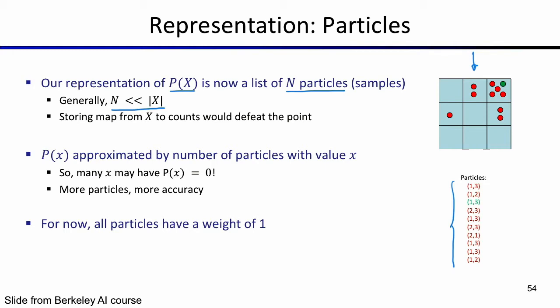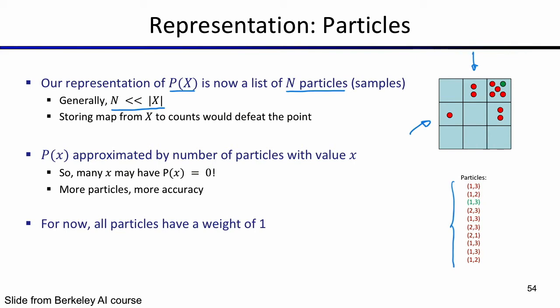During this lecture, we're going to use this idea here to illustrate the possible states and the number of particles in each state. But remember that we should not use that in the implementation, because if you create in memory a map that associates each possible state to a count of particles, that's going to completely defeat our point, because we don't want to need to represent all possible states in memory. That's going to be too costly.